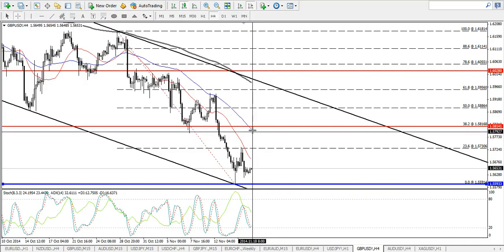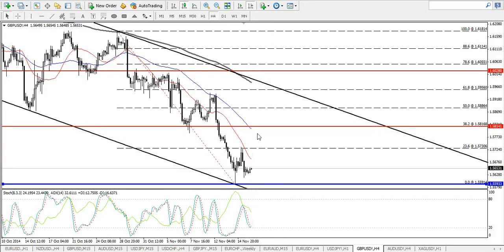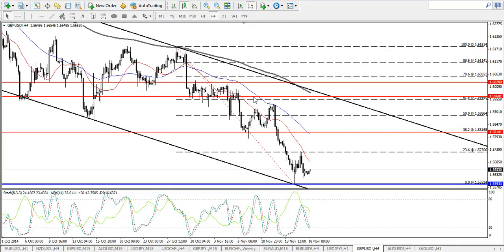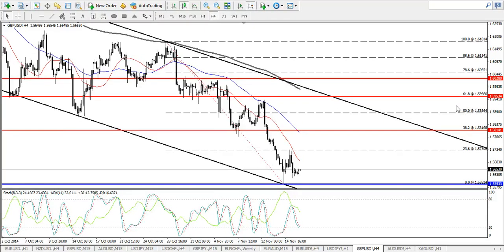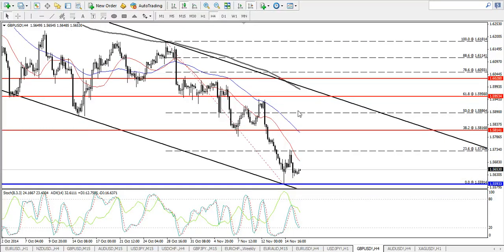If not, we can also look at the 55 moving averages. As price touches the 55 moving averages, we can wait for the setup to go for the shorts. And if price were to retrace so much, then the 61.8% will be the key level to look at, price of 1.5956. Right, so that is for the pound against the US dollar.